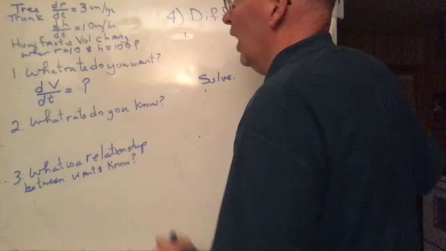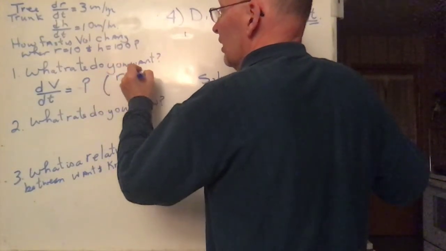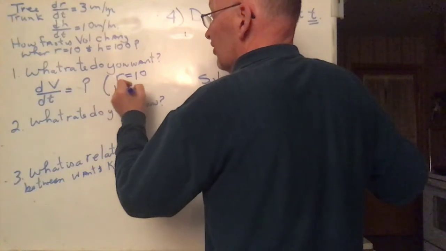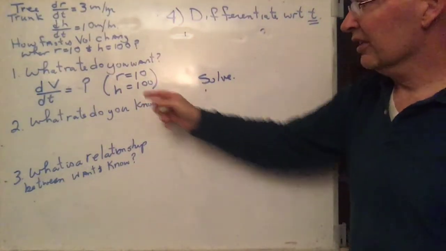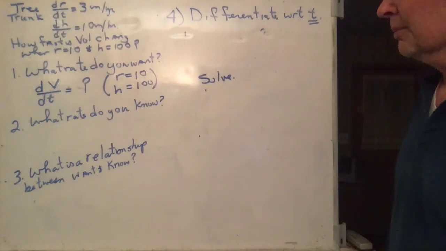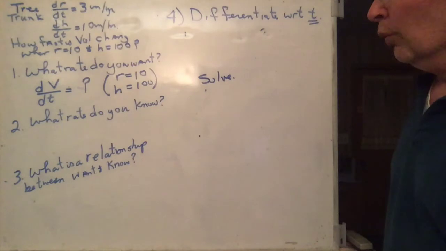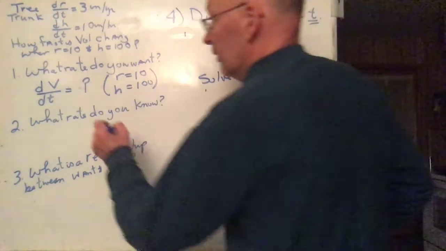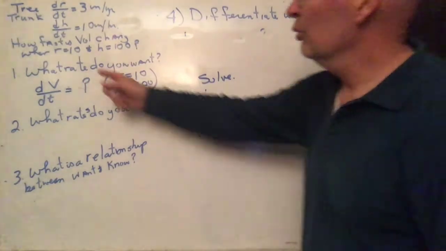dV/dt, and we want it when r is equal to 10 and when h is equal to 100. Okay, so there we have two things that are variables. What rates do you know? We know two of them.